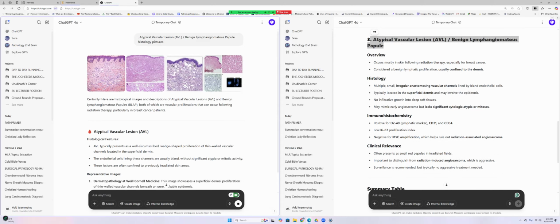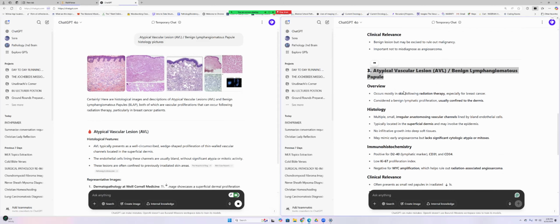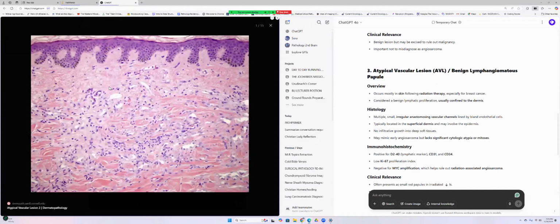So this one, atypical vascular lesion or benign lymphangiomatous papule, occurs mostly in the skin following radiation therapy for breast cancer, for instance. It's usually confined to the dermis. On histology, you see multiple irregular anastomosing vascular channels. These are multiple vascular channels. They are irregular.